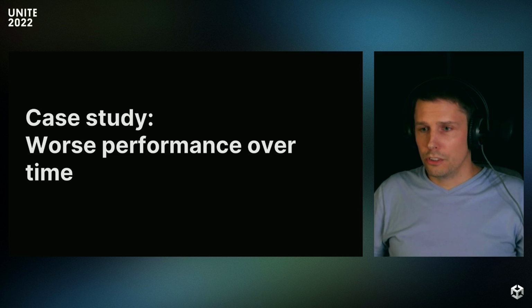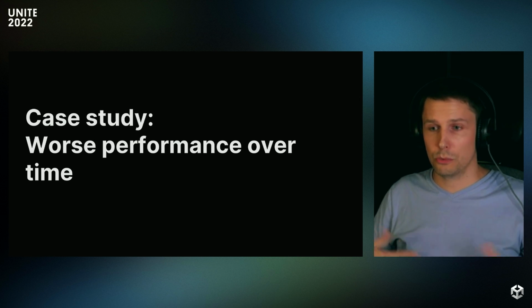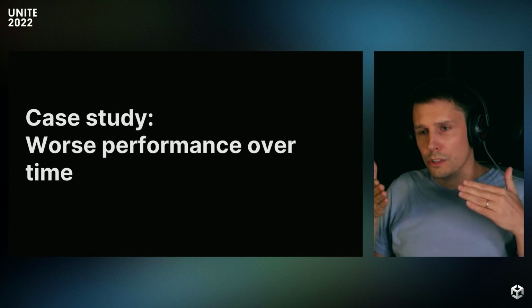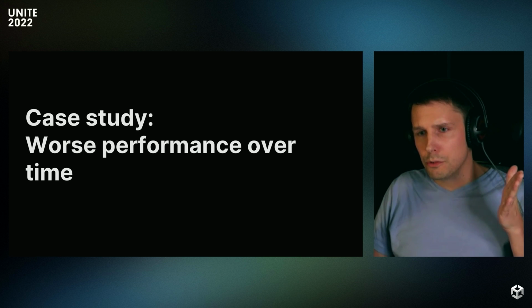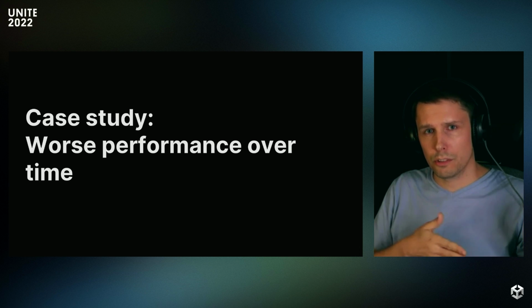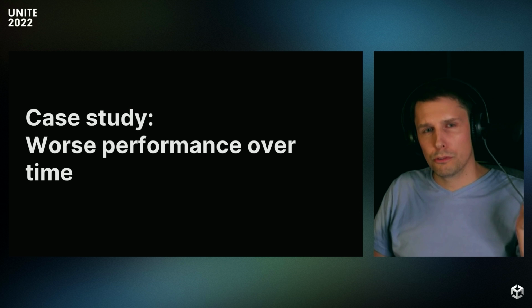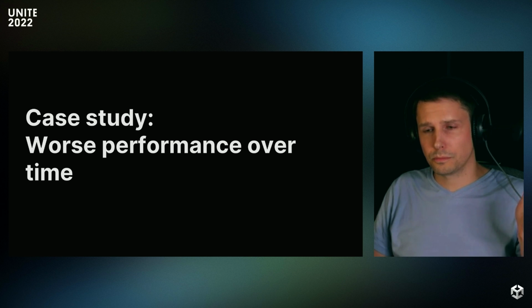Okay, so the first case study we're looking into here is worsening performance over time. This is something we noticed as soon as we had a game ready to play. vRising is a server-based game, so we have servers that are up for many hours or even days. After a few hours, we noticed the performance was significantly worse than a freshly started server. And just looking at the profiler, there was nothing in particular that stood out. It was just all across the board, it was slower.